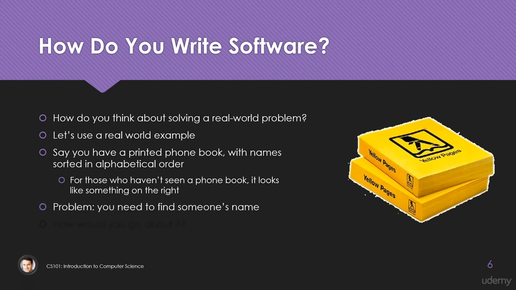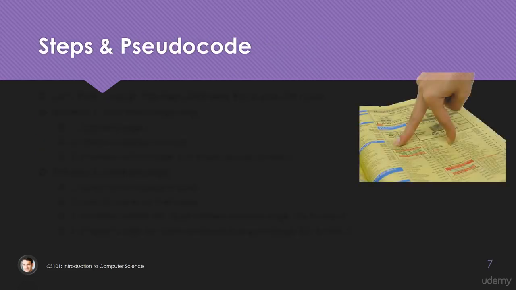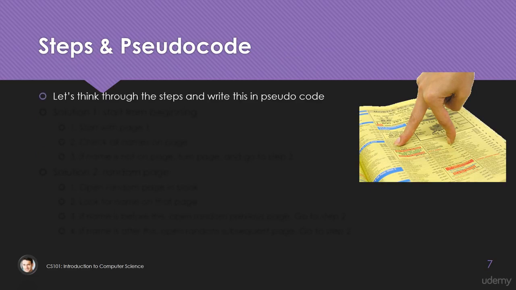So the problem you have is to find someone's name, right? How would you go about it? So let's think about how to do this as a human first, right? And then we can apply that logic to computers. So let's think about this, and we'll write this also in what's known as pseudocode, which is not really programming language code, but in a human readable format.